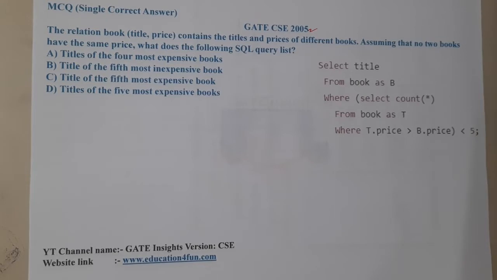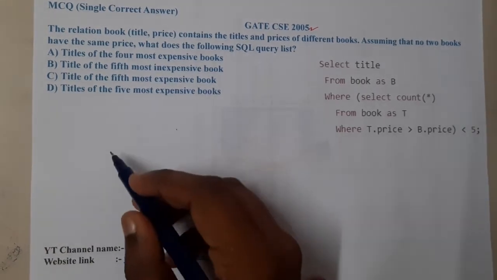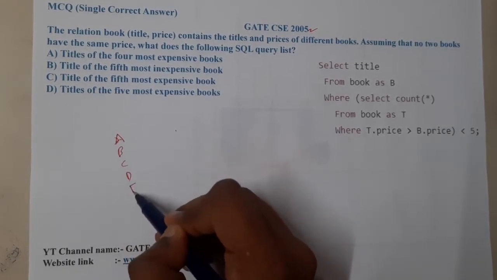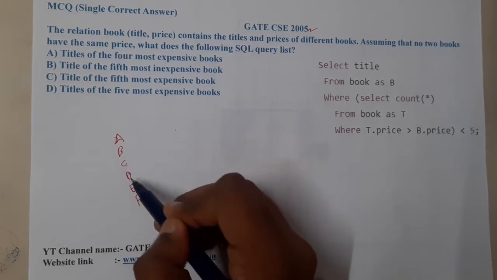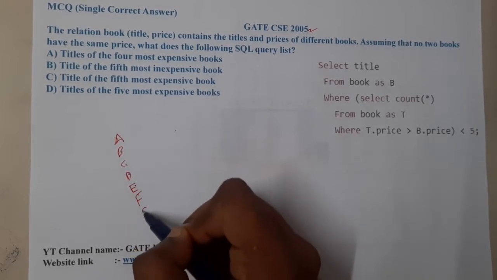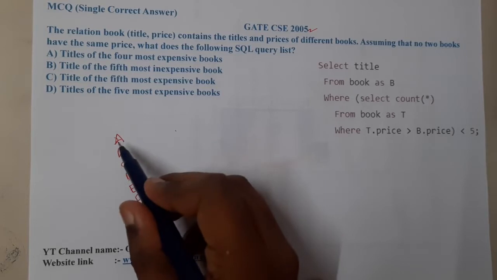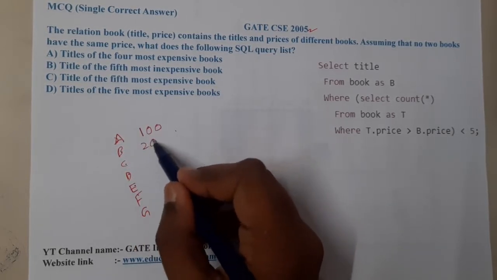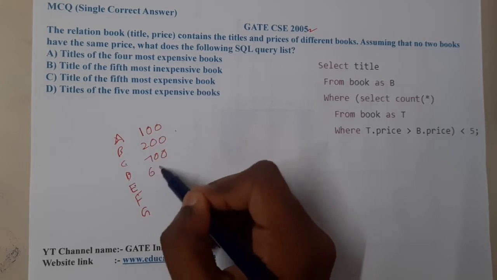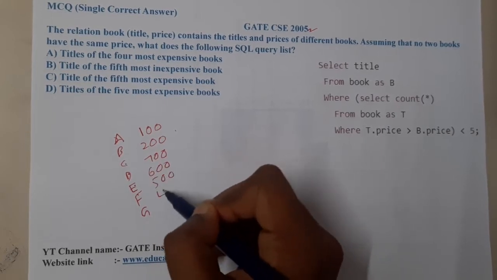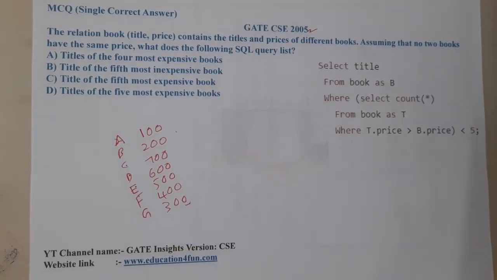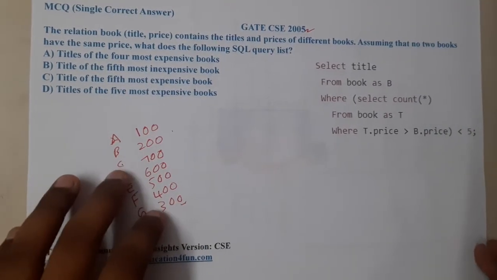So let us take 7 books, guys. We can take 6 books also, but I want to play safe. So A, B, C, D, E, F, G. They did not say minimum cost and everything, right? So let us write the prices 100, 200, 700, 600, 500, 400, 300. Now the given query has a subquery, right?